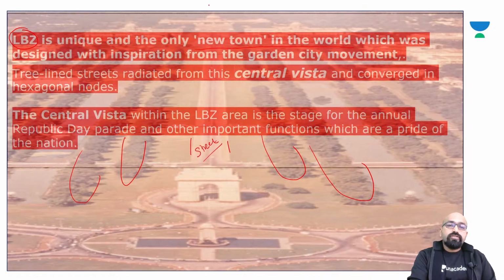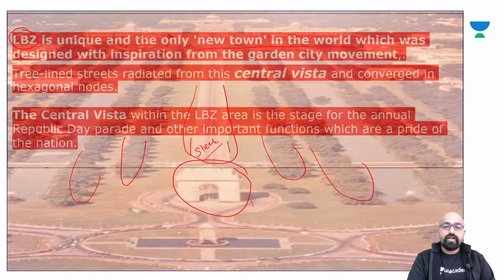Okay, so I hope you have cleared the concept of a central vista in Lutyens Bungalow Zone area. Now in the picture, this is India Gate. Alright, so guys, we'll move further.